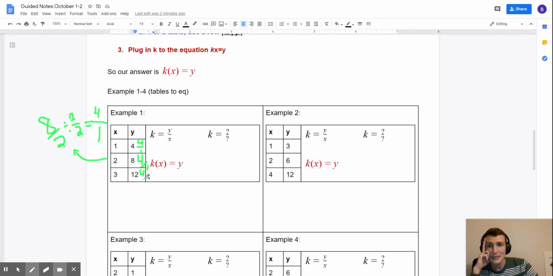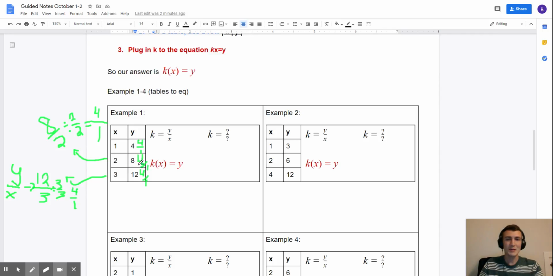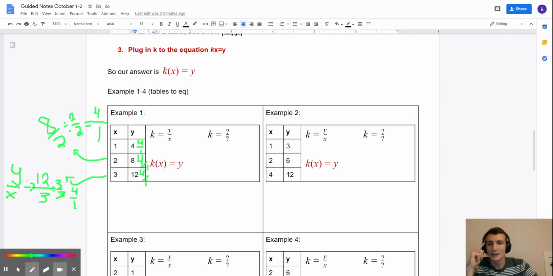And I can check that by bringing it on over here. Y over x goes to 12 over 3. Divide the top and bottom by 3 over 3. And I get 4 over 1. Since these are all the same, boom, 2 thumbs up. That's perfect. That's exactly what we want.